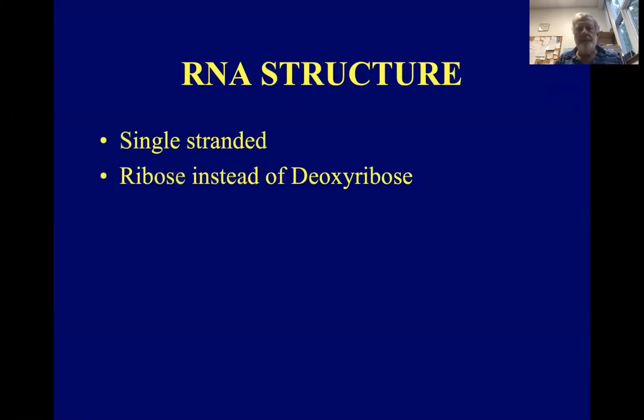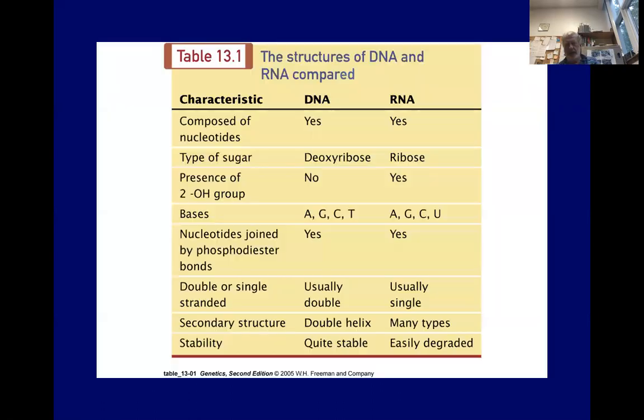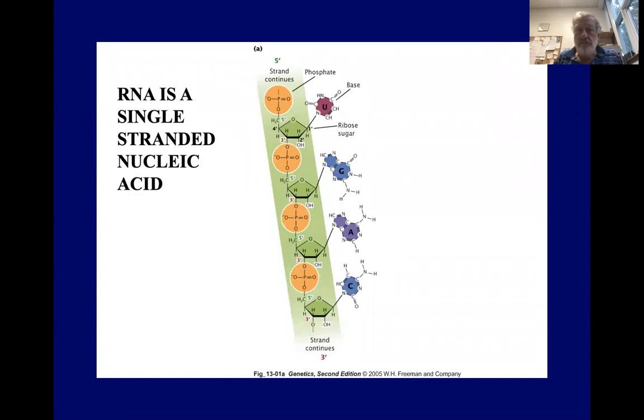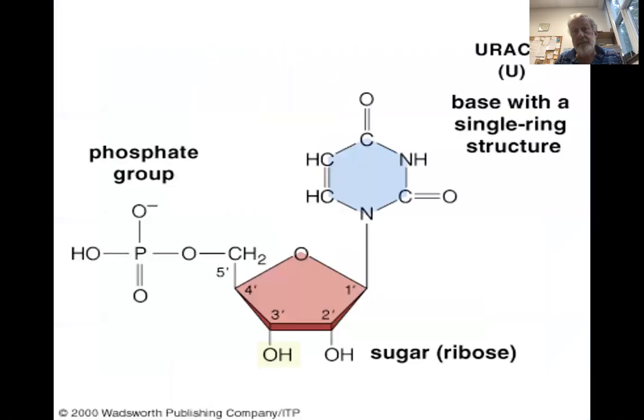So remember that RNA is single-stranded, it's uracil instead of thymine. The other three bases are the same. Here's a table comparing DNA and RNA, and you can read through that just as well as I can, right from the textbook. Here, remember RNA is a single-stranded molecule. 3 of the 4 bases are the same as DNA. Here's a uracil nucleotide, and notice the 2' OH there that is lacking in DNA.